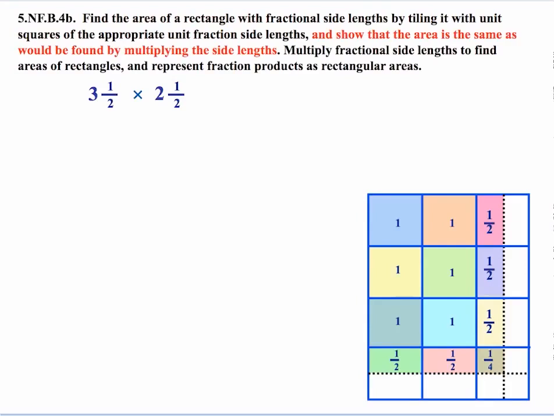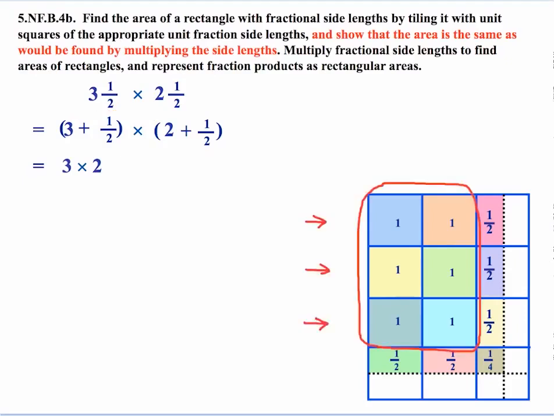Show that the area is the same as would be found by multiplying the side lengths. Okay, let's take 3.5 times 2.5, but let's expand it out. Let's use our distributive property so that we can see exactly what originates from what based on the partial products. First we multiply 3 times 2, and if you connect it back to the model, here's 3 sets of 2, which will give us 6. So that takes care of that so far.